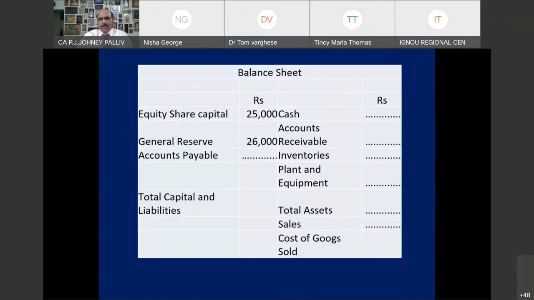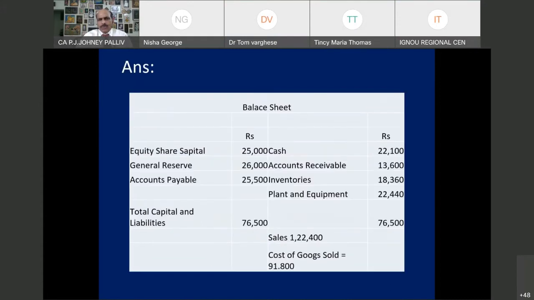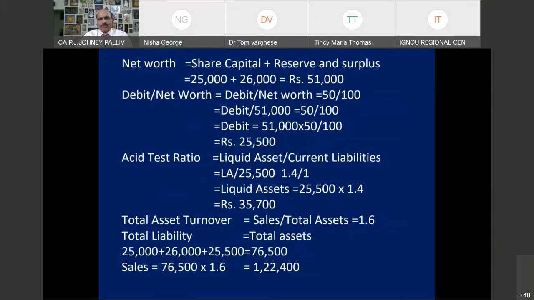Now, let us see how to find out accounts payable, right? How to find out cash balance, how to find out accounts receivable, how to find out inventory, how to find out plant and equipment, how to find out sales, and how to find out cost of goods sold. You can look at this.